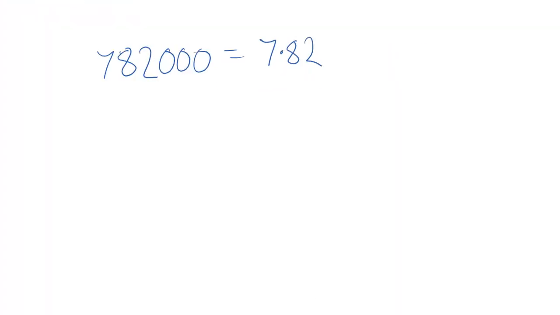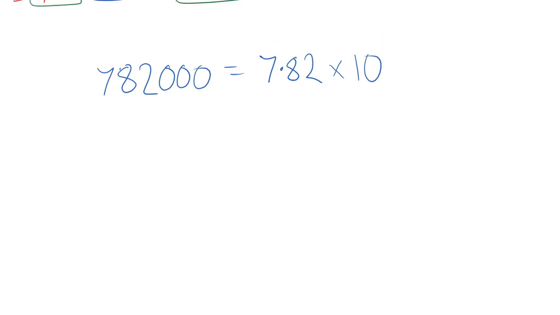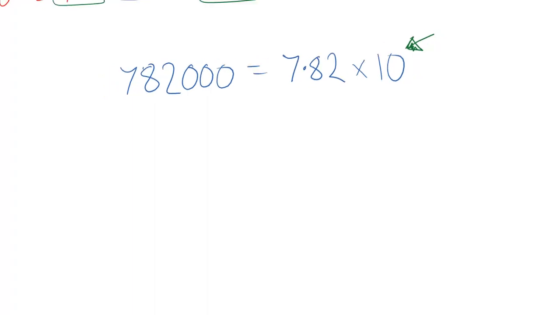So let's pick a simple number, 782,000. Okay, now, first thing we're going to do is work out what our number is that goes at the front, our number between 1 and 10. And if I've got 782 as my leading digits of this number, then I'm going to write 7.82 as my beginning of my standard form. So I already know that it's going to be times 10 to the power of something. I have just got to work out what goes here as the power.